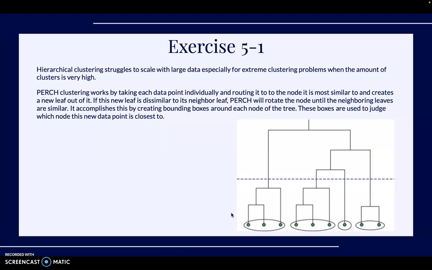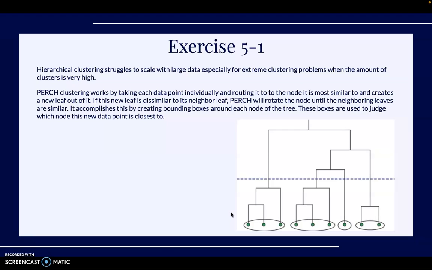So, hierarchical clustering struggles to scale with large data, especially for extreme clustering problems when the amount of clusters is very high. As you can see, we have a little image here showing how that works, and as you would add more points, we would get more complex and more convoluted, and it would be harder to understand.